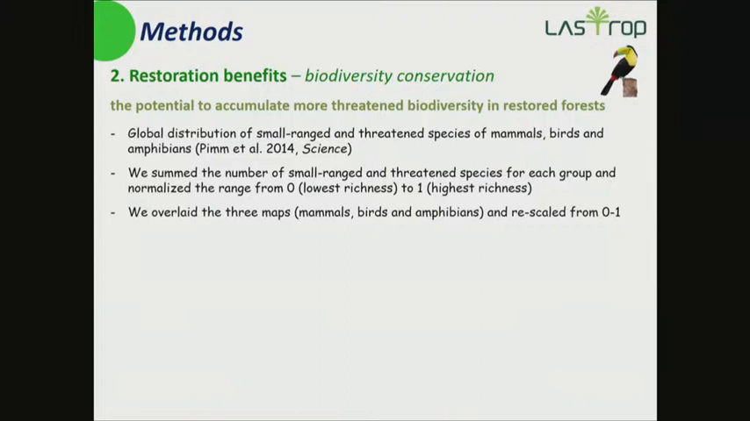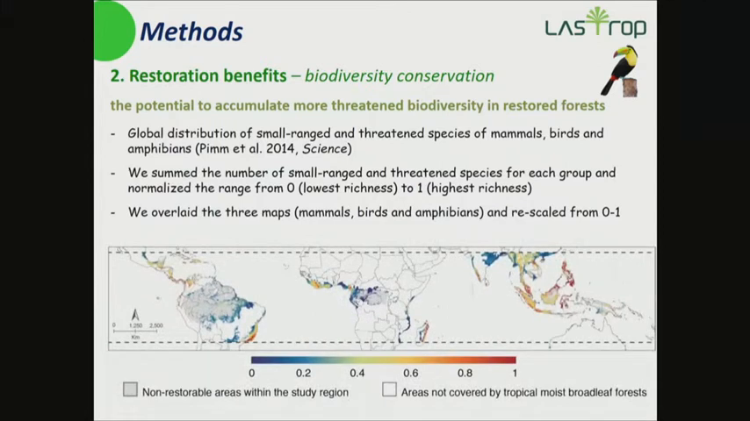Then we did the same for mammals and for birds. So we got three independent maps normalized from 0 to 1, considering the potential number of threatened and small-ranged species. Then we overlaid these three maps and renormalized it again from 0 to 1. So this map shows the potential recovery in terms of species numbers, but it's unitless. It's rescaled from 0 to 1 for the different restorable areas distributed across the global tropics.